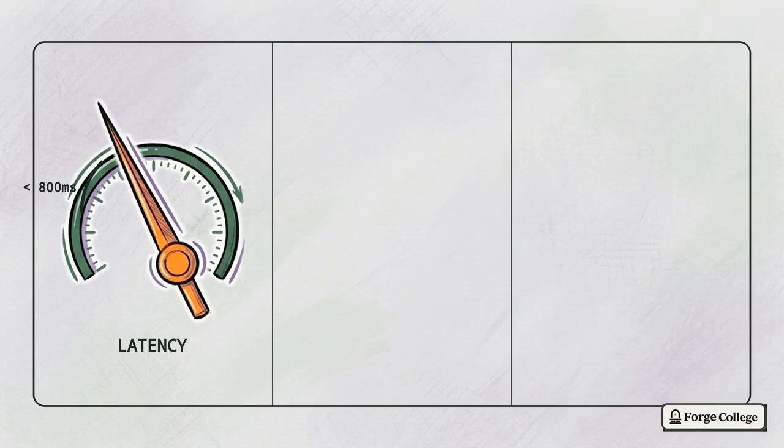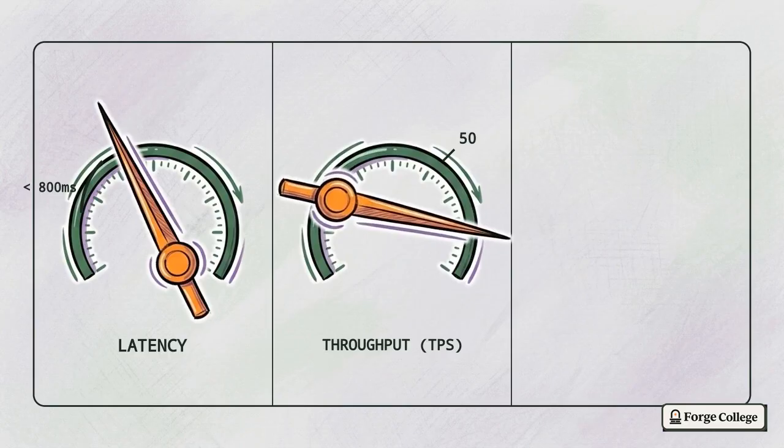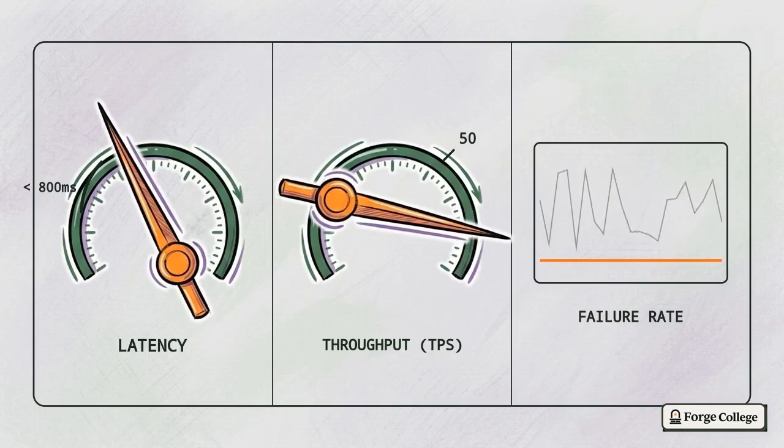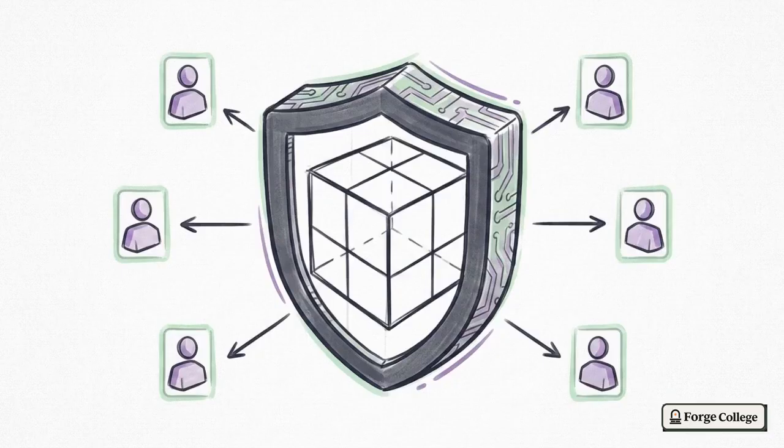The next gauge measures throughput. This tracks the total volume of traffic the system can process at once, measured in transactions per second, or TPS. To survive a marketplace rush, we need this needle to rise and stay safely above 50 transactions per second. Finally, we watch the failure rate indicator. As traffic spikes, it's completely normal for a network to hiccup, but this flat line proves that those temporary drops don't result in permanent failures or lost data. By pairing a perfectly repeatable deployment script with strict performance tracking, we take a fragile piece of software and harden it into a reliable system ready for live customers.